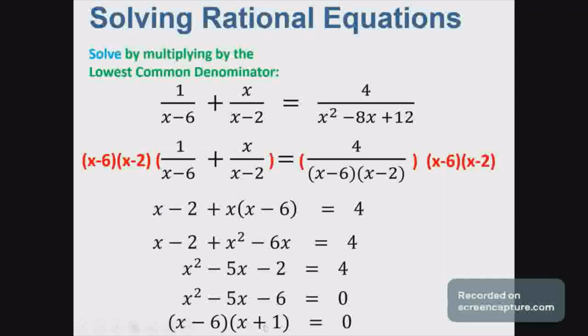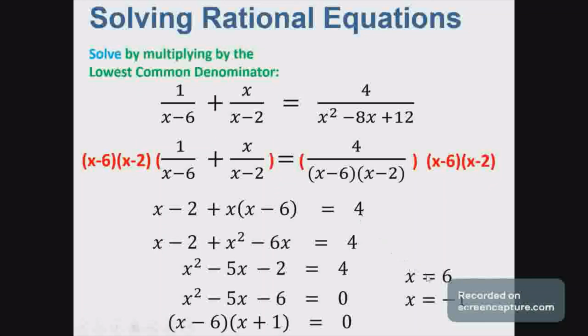Well, the two factors are x minus 6 and x plus 1. So our two solutions are x equals 6 and x equals negative 1. However, don't forget to check for extraneous solutions. Does one of those solutions turn one of the denominators in the original here into 0?